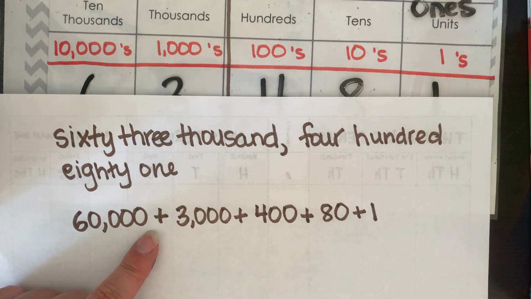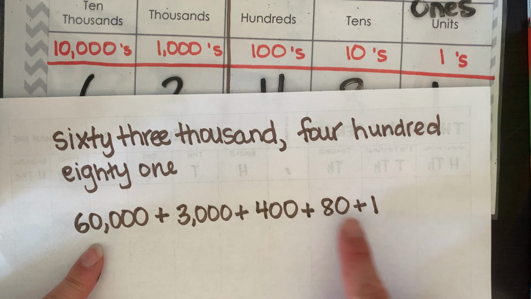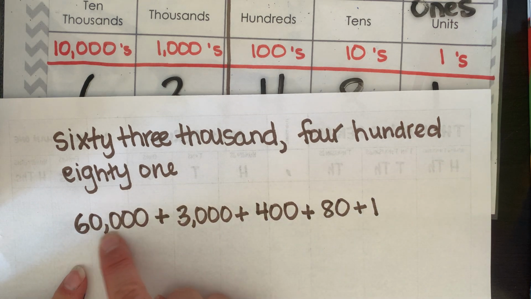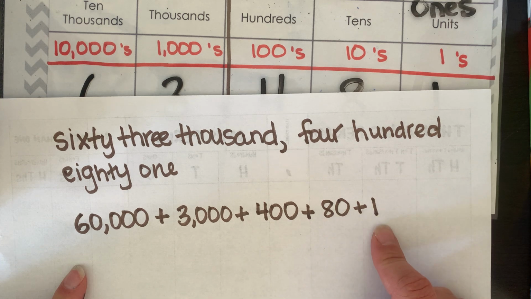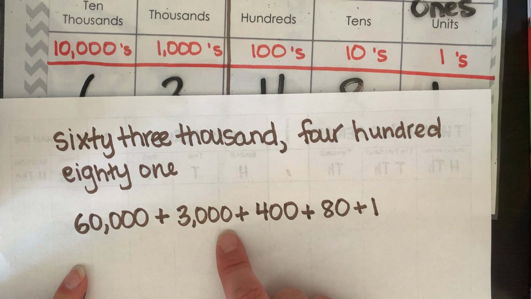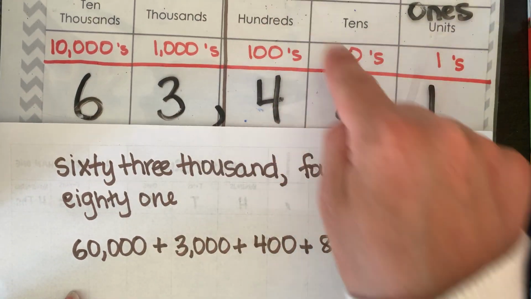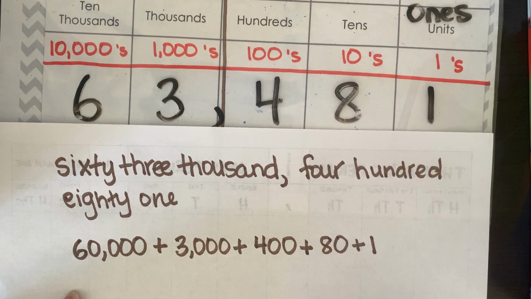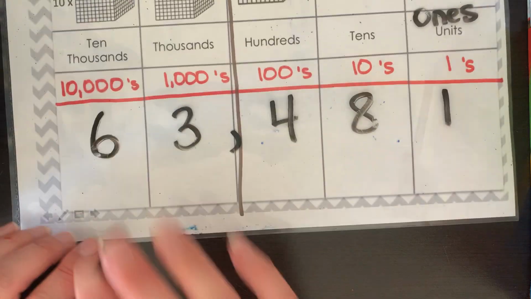And notice that I always have to include these plus signs because I'm adding all of these values together. So this would be 60,000 plus 3,000 plus 481, or 63,481. This is expanded form. I isolate every single digit into its place value. All right, let's try another one.